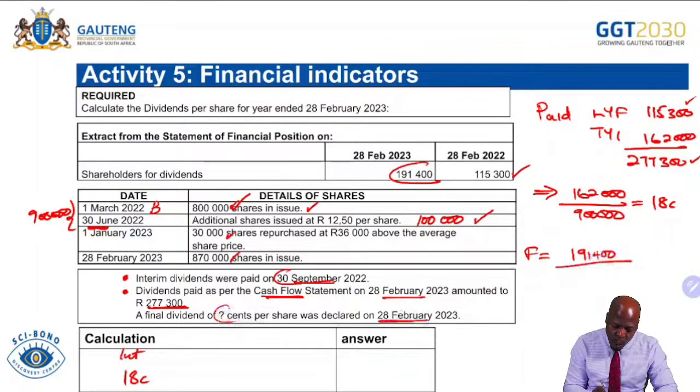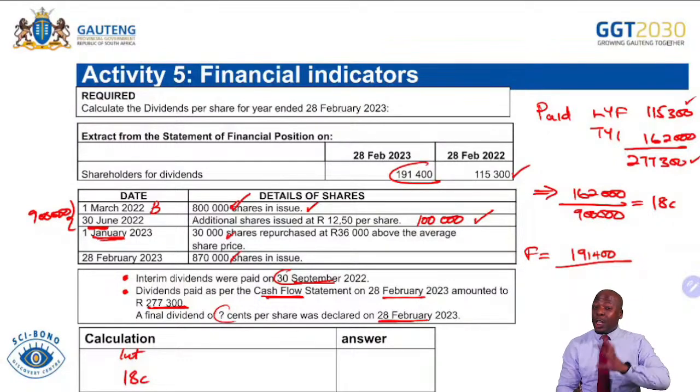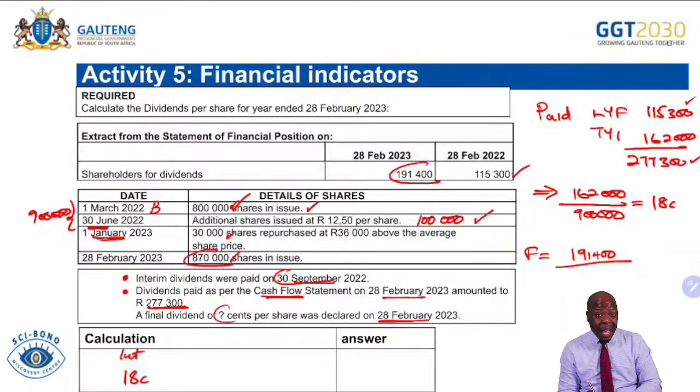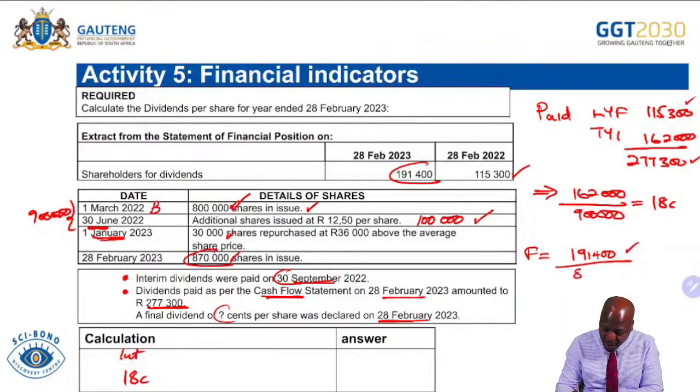Remember, we repurchased these shares on 1 January, and we are not told that the shares repurchased will get the dividend. So we will now use our 870,000. That simply means when we declared the final dividend of 191,400, we had 870,000 shares on hand. So we divide this by 870,000. Okay, let's come here. How much is it going to be?